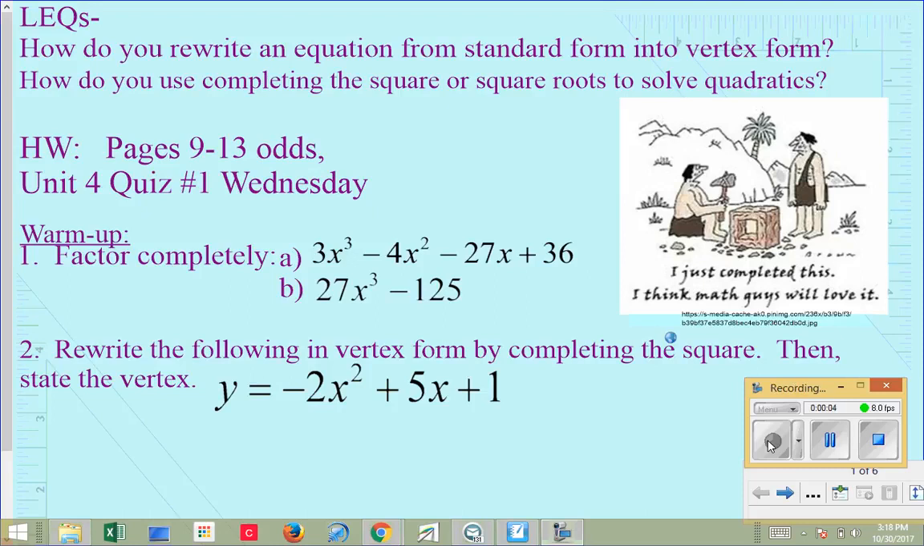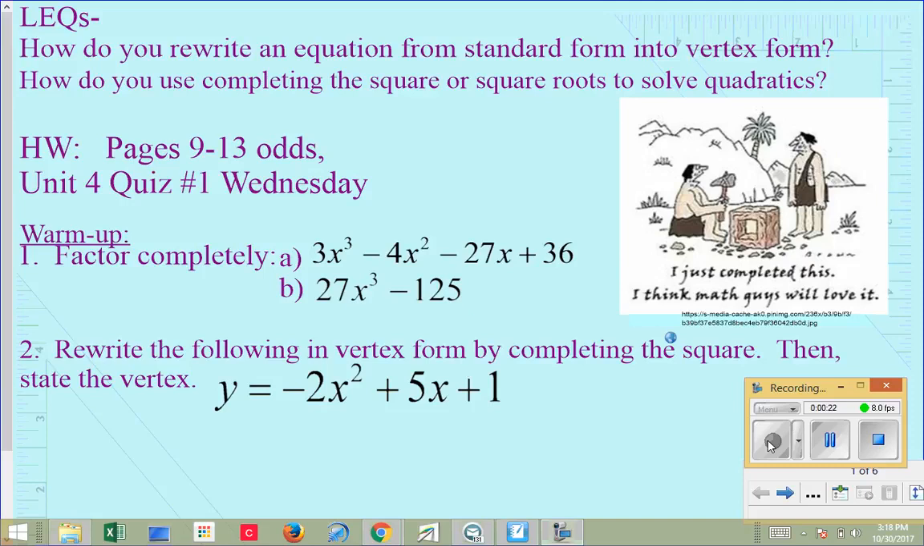Okay, this is day 6 of Unit 4. We started today with a homework quiz, so if you were absent, you'll need to make that up. And then we worked on this warm-up. So you should pause the video to try the warm-up and then play to check your answers.